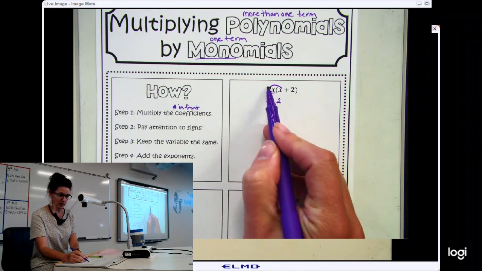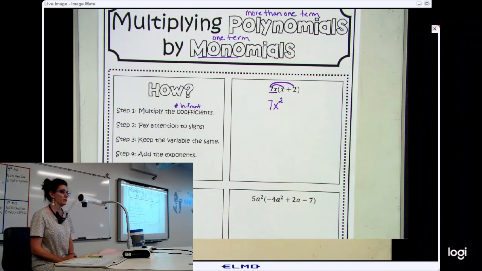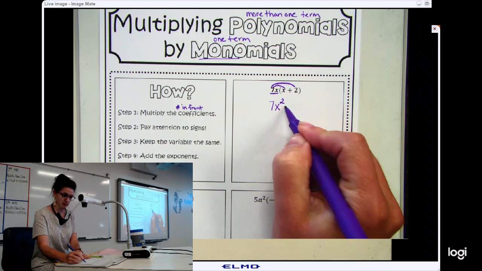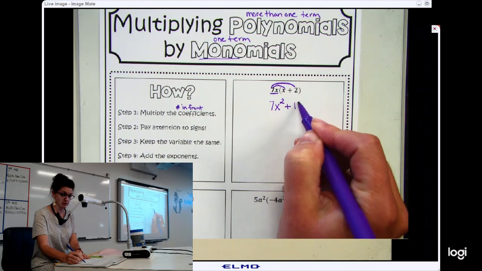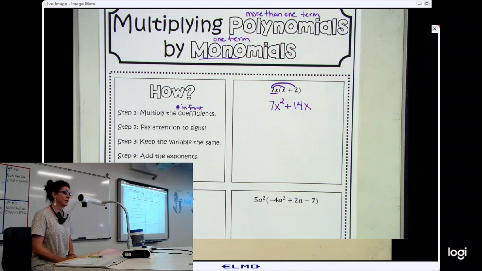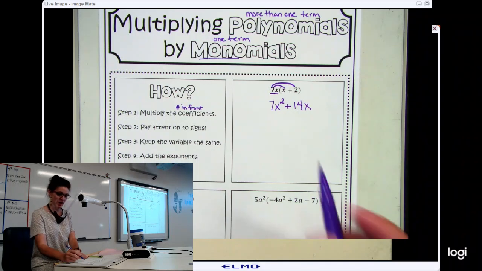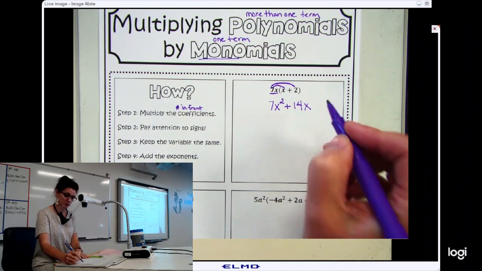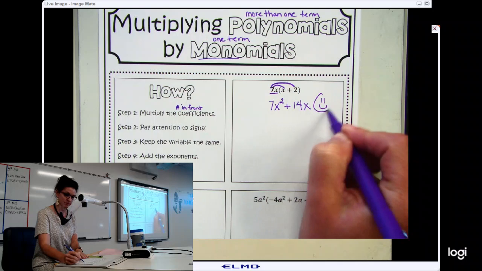But now I've got to distribute, right? 7x times a positive 2 is? 14. Positive, right? Good. And you were right. I just like to know what sign I need to write. Are there any like terms that we would need to combine? No. So this is happy and done.